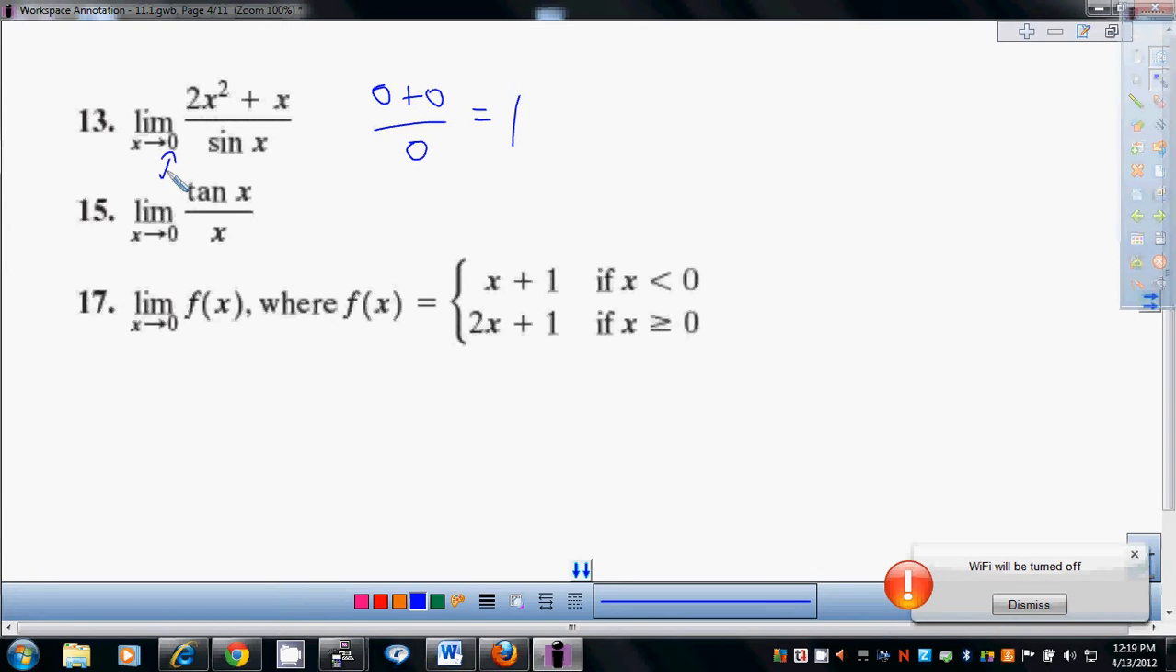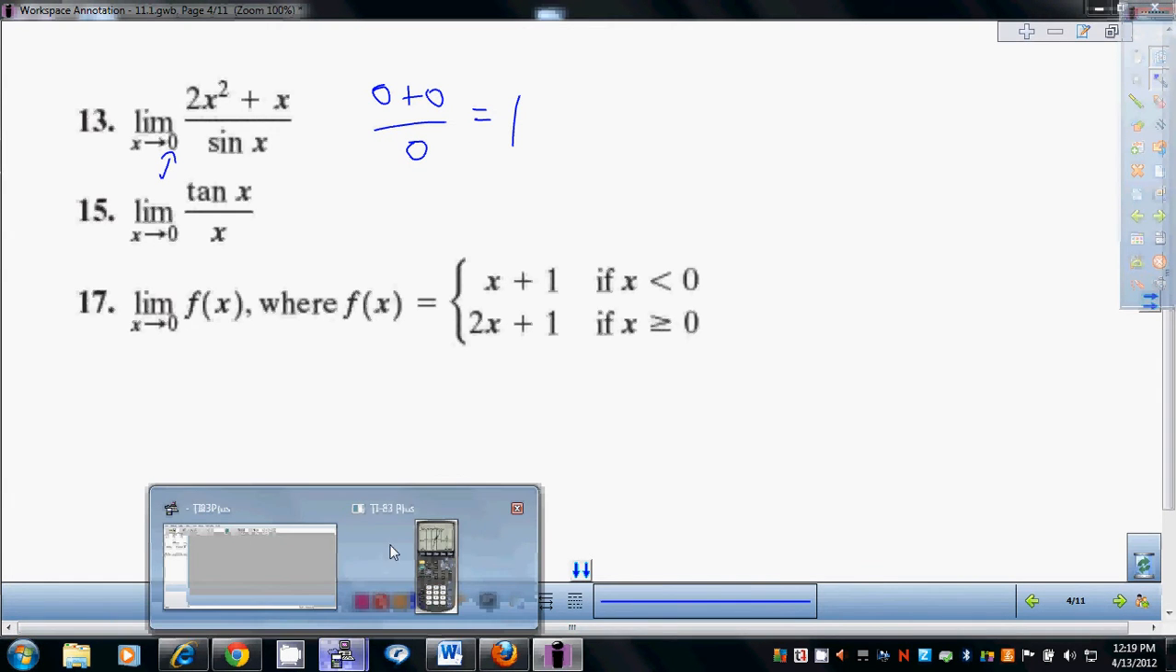Number 15, same way. Try 15 on your own right now. We'll see if you get it right. You're going to need a calculator. You cannot do all of today's lesson without a calculator.